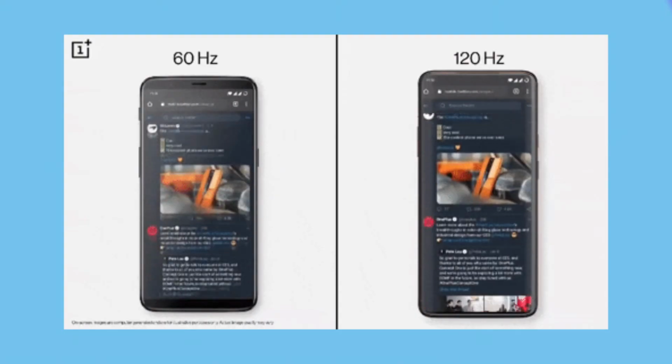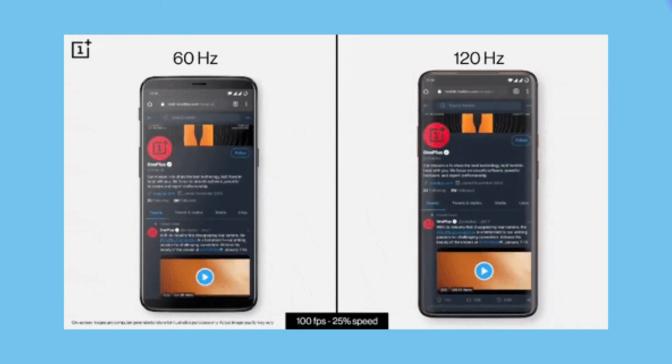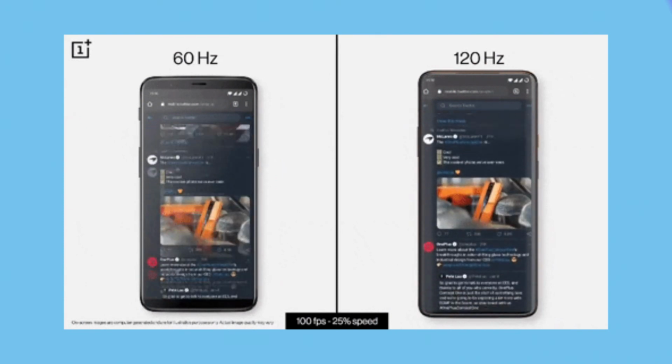So, the final verdict is that both are equally important, but there is still lots of room for development on the higher screen refresh rate side other than just scrolling.